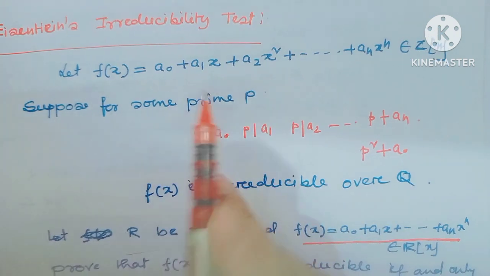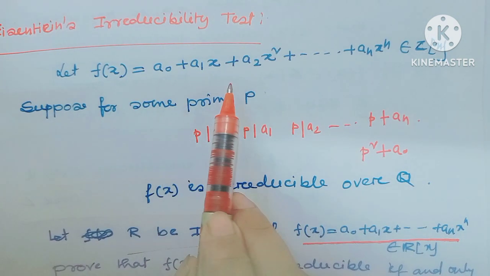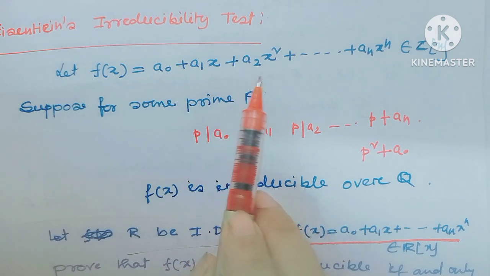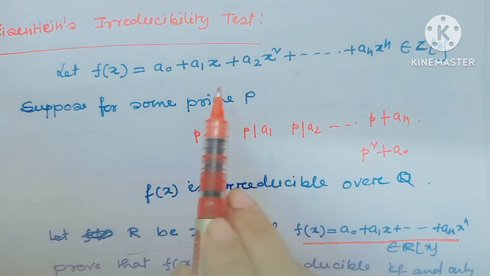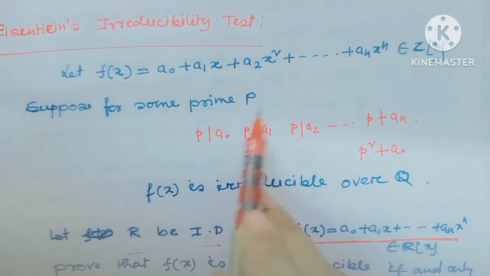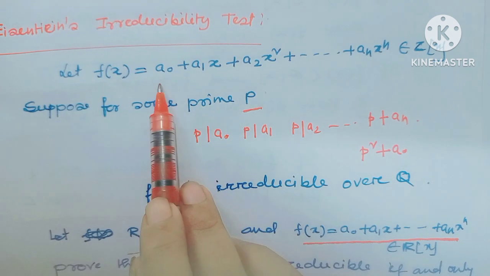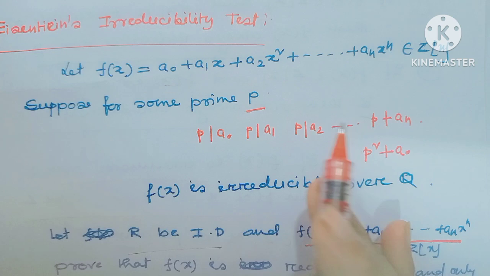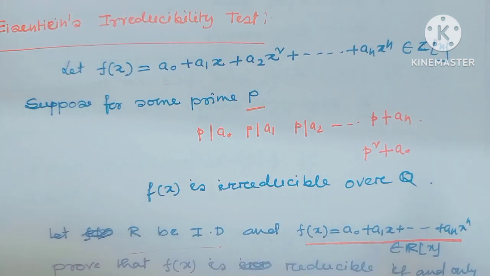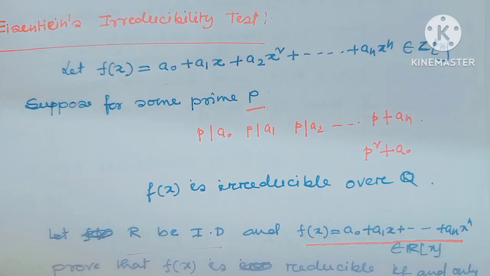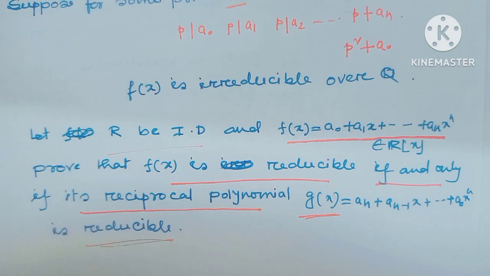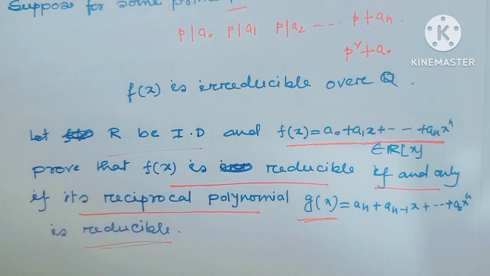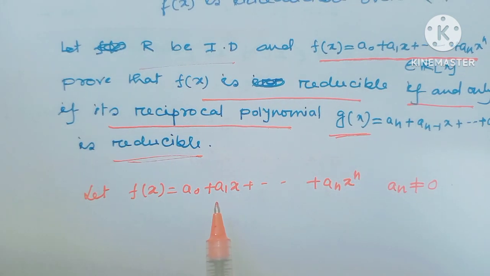So if by Eisenstein's irreducibility test we can tell f(x) is irreducible, then the reciprocal of this function is also irreducible, because this is the if and only if condition. So, suppose f(x) equal to a0 plus a1x up to an x to the power n.